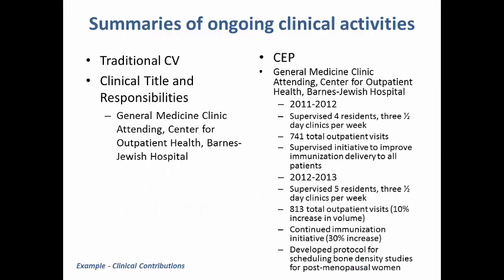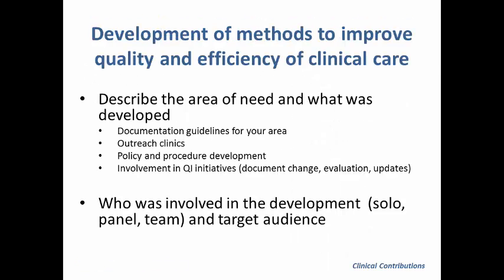An example would be on your traditional CV. You might just say general medicine clinic attending at the Center for Outpatient Health. This example is what would really be in your CEP, with much more detail about the time, the number of residents, the number of patients seen each clinic visit, the severity of illness, the complex comorbidities, and the documentation, so people really understand how busy clinic is and what kind of care you're delivering.